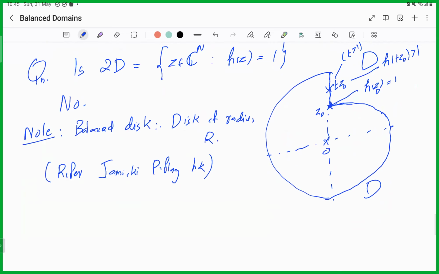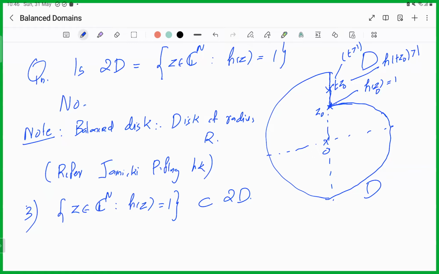It is said that this equality doesn't hold, but one inclusion always holds. Property 3: this is always true. The set where H of z is equal to 1 is contained in the boundary of D. It is easy to prove. The set where H equals 1 is always contained in the boundary, using the definition of the boundary of D.